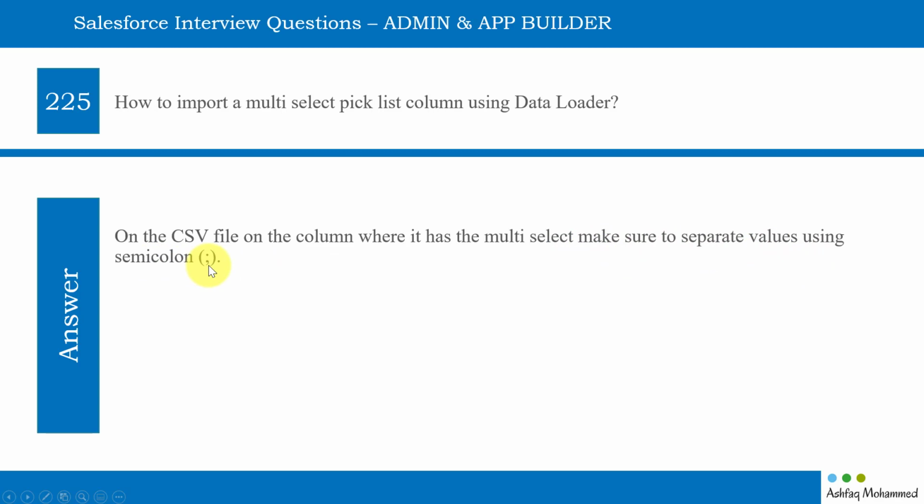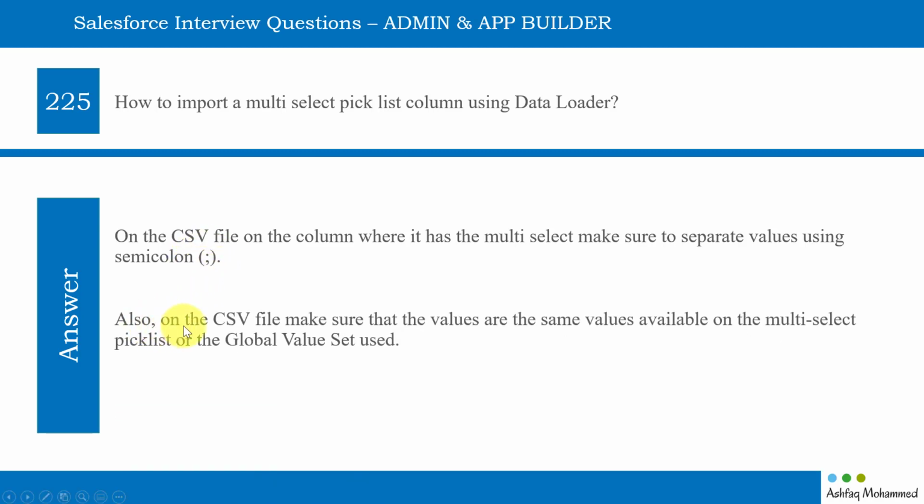Basically, when we select a multi-select pick list, it saves in the same field, stored with semicolons. Just go ahead and query the field with the multi-select, and you will see how it looks. So we have to do the same thing: add the values into this single cell and separate them using the semicolon.